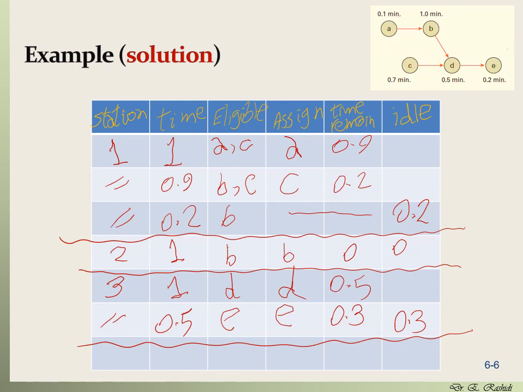This is how it will look. Tasks A and C are assigned to workstation 1. So this is workstation 1. Task B is set at workstation 2. So this is workstation 2, and tasks D and E are assigned to workstation 3. So this is workstation 3.